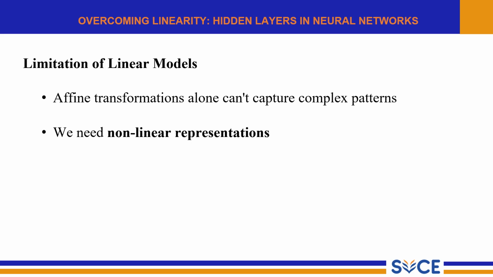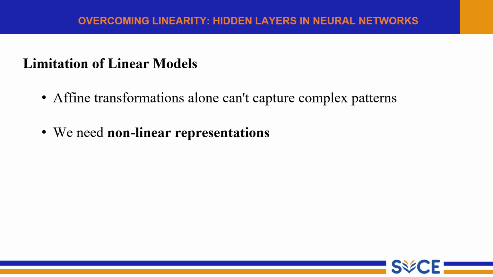Overcoming linearity: hidden layers in neural networks. So, the limitations of linear models. Linear models rely on affine transformations, that is a weighted sum of input plus a bias. While this approach is simple and efficient, it falls short when dealing with complex patterns in data. Why? Because affine transformations are inherently linear. They assume that the relationship between the input and outputs can be captured with straight lines or flat planes. But real world data is rarely that simple.